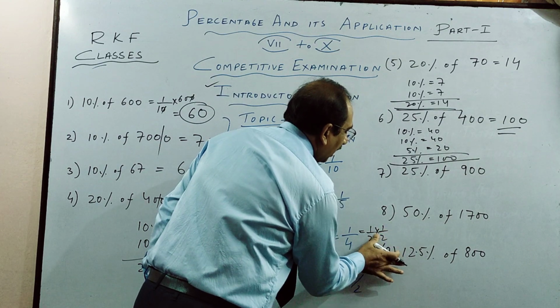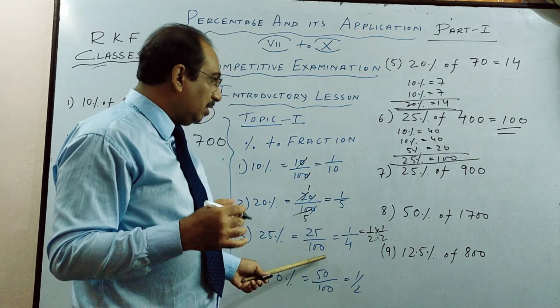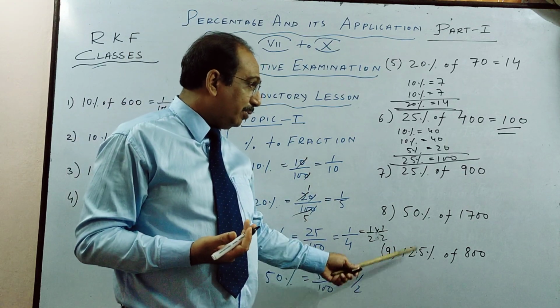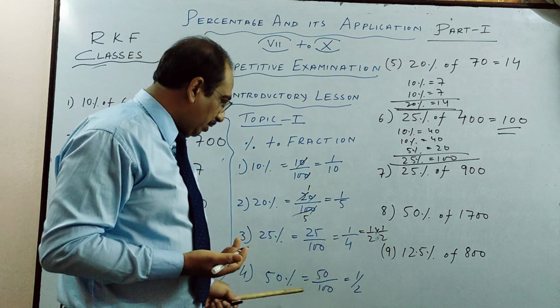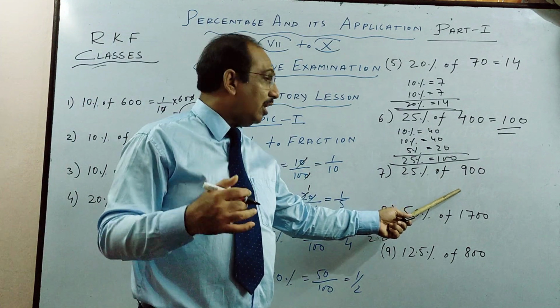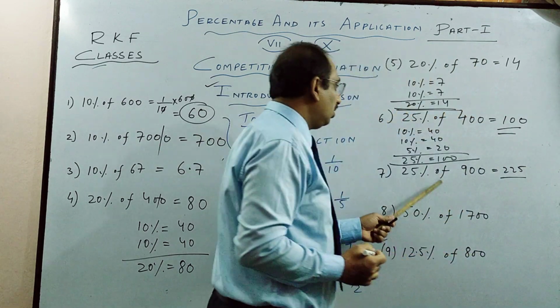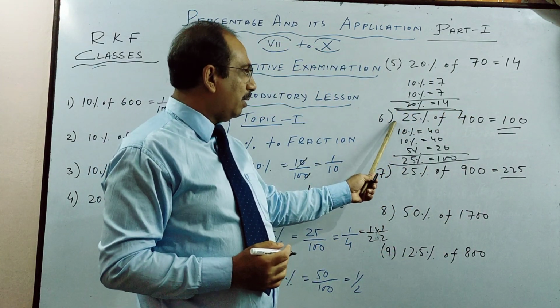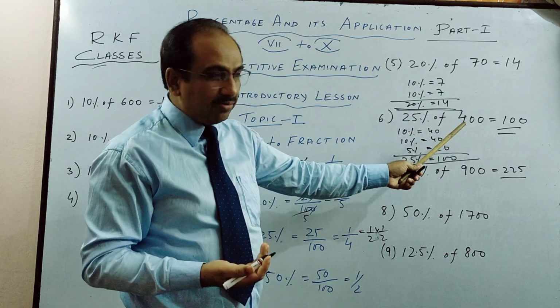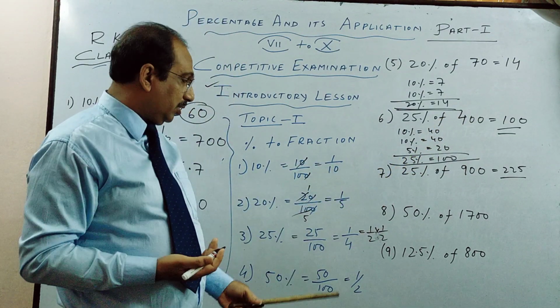Half of half: you take 900, half of it is 450, which is 50%. Half means 50%, and now do half of that. So 450 is 50%, and half of that is 225. Once more, 25% is half of half. That way you can also do it. As I told you, 25% is 1/4.